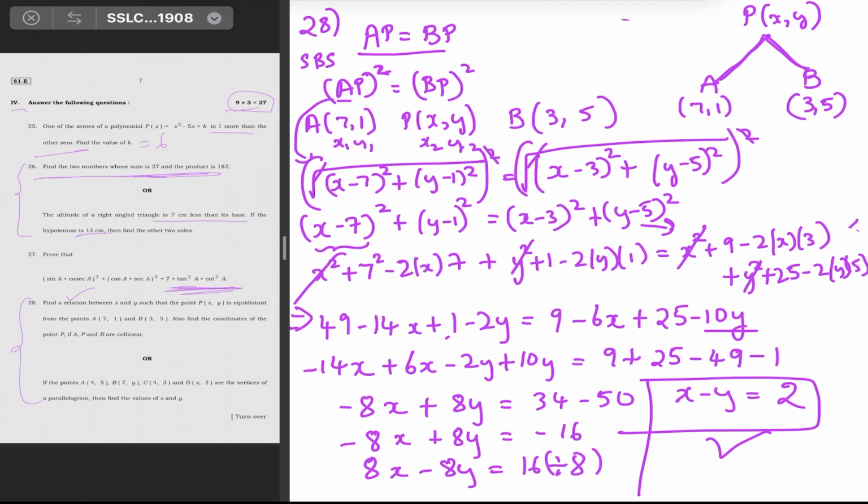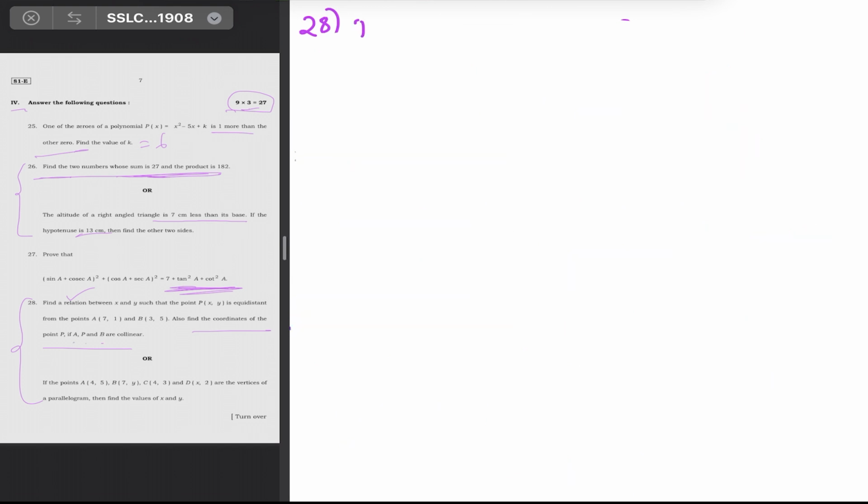So, we have got the relation between x and y when we consider P is equidistantly placed from point A and point B. Now, coming to the second part of the question, we are supposed to find the coordinates of the point P if A, P, B are collinear. If the points A, P, B are collinear, they lie on the same line.